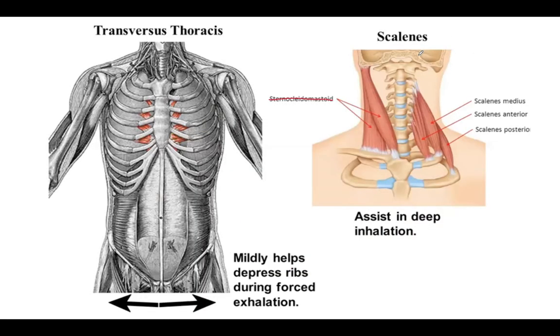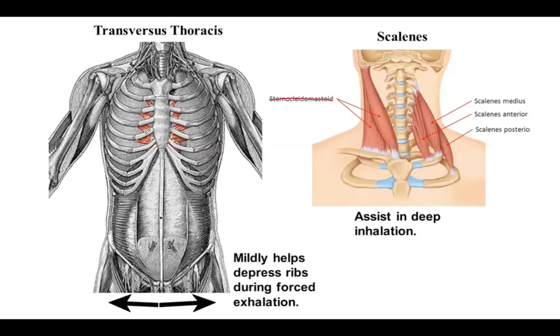Now, we also have the transverse thoracis. So this is a transverse muscle that's in the thoracic cavity, okay? And we can see that it's in the thoracic cavity because it's obviously attaching to the ribs, all right? We do have the transverse abdominis, right? That was in the abdominal cavity, okay? So do not get those mixed up.